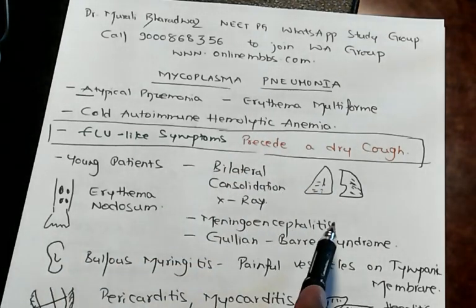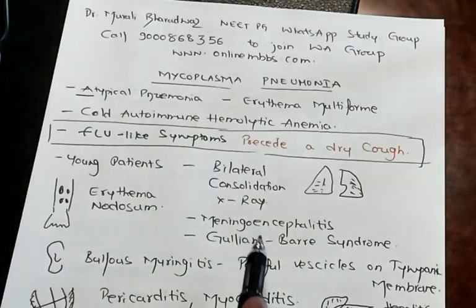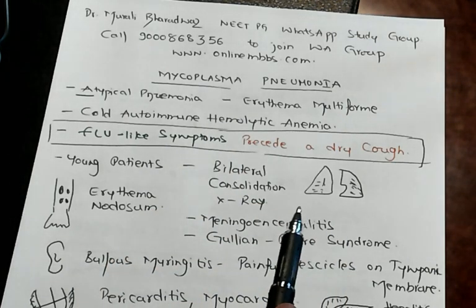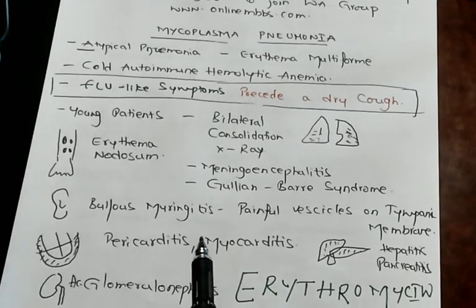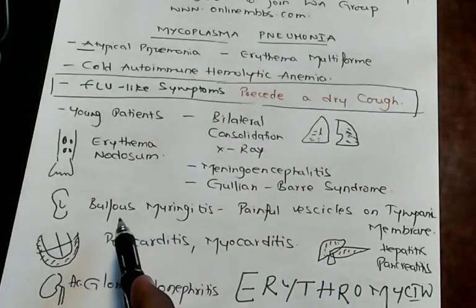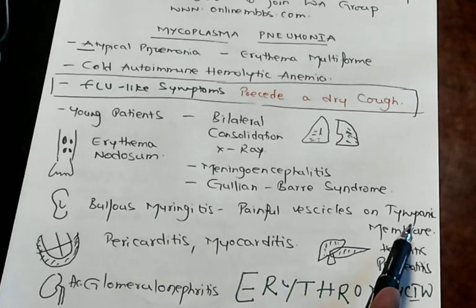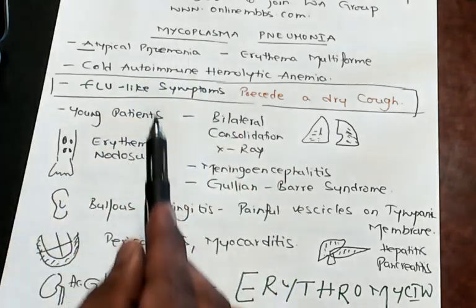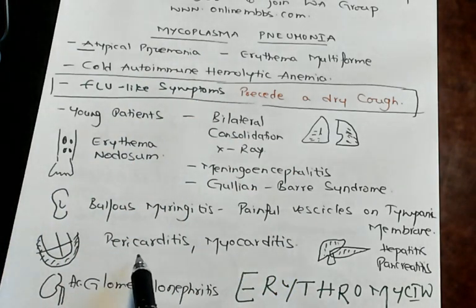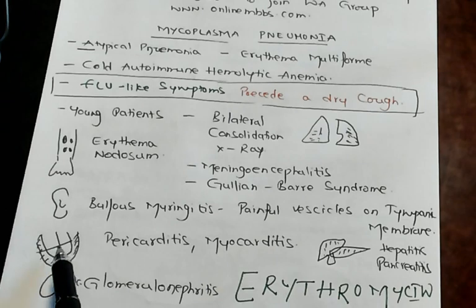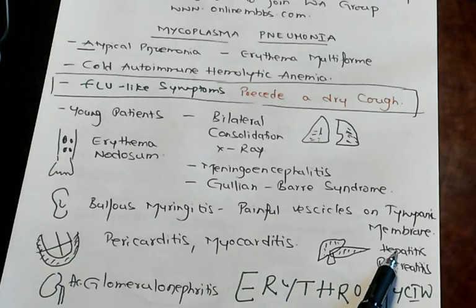Mycoplasma also leads to meningoencephalitis. Mycoplasma is implicated in Guillain-Barré syndrome, acute post-infectious polyneuritis, and bullous myringitis, where there are painful vesicles on the tympanic membrane. You should think of mycoplasma. Mycoplasma also can cause pericarditis, myocarditis, hepatitis and pancreatitis. It can also lead to acute glomerulonephritis. Which is the organ that can escape the effect of mycoplasma after all?